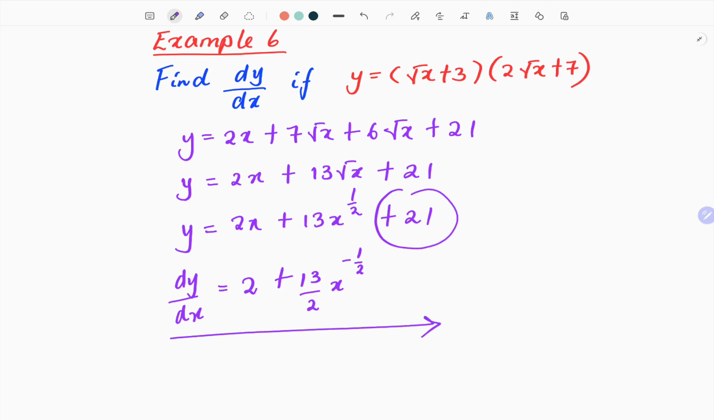That's how you use the derivative rule to determine the derivative of a function.